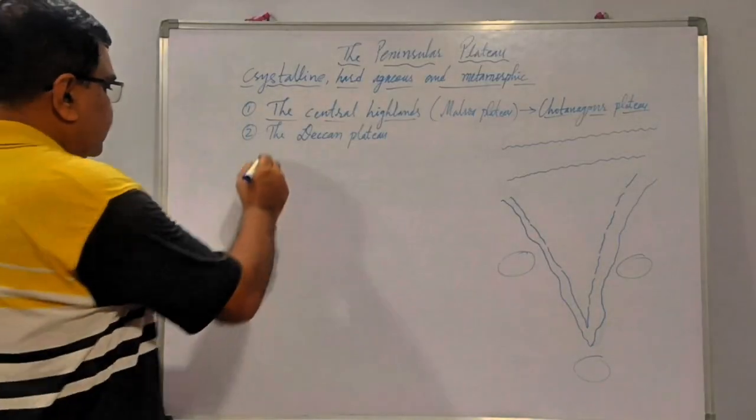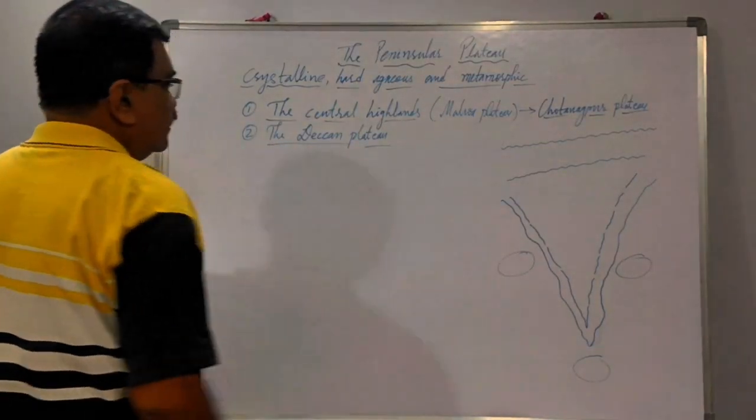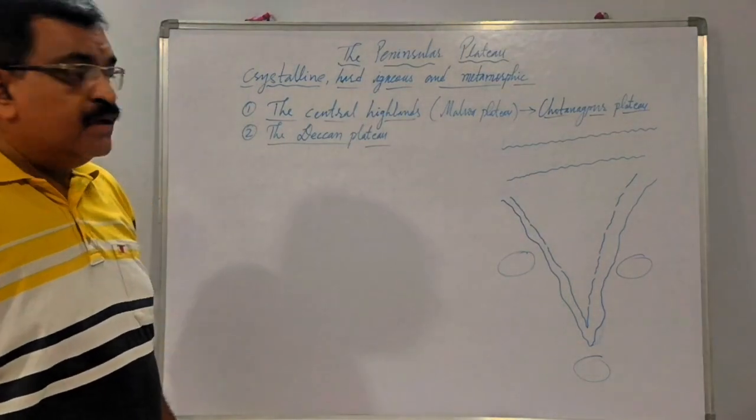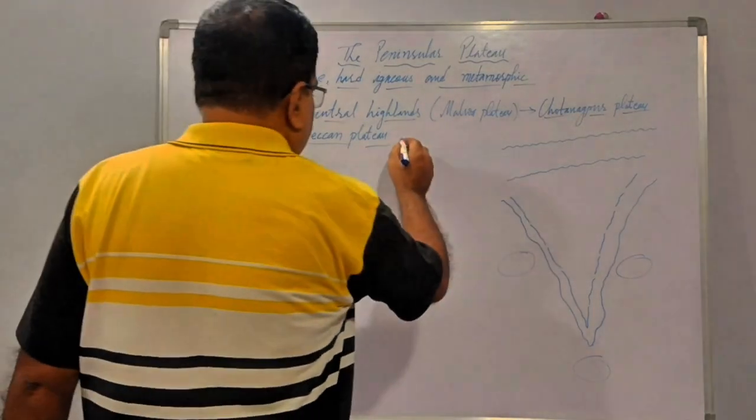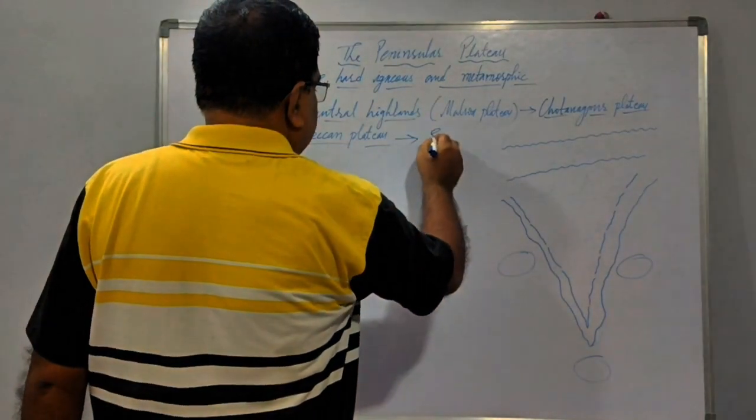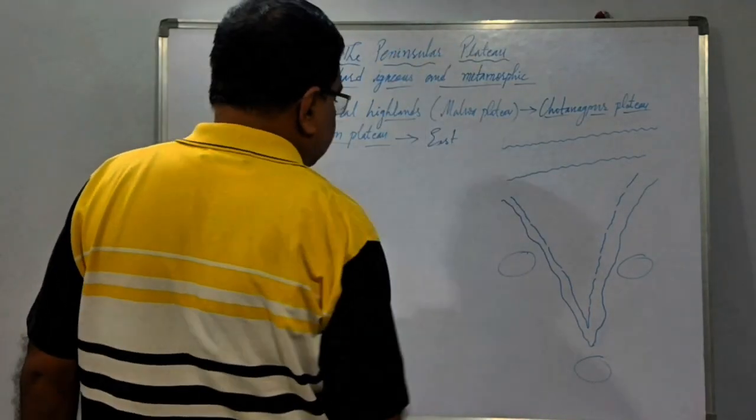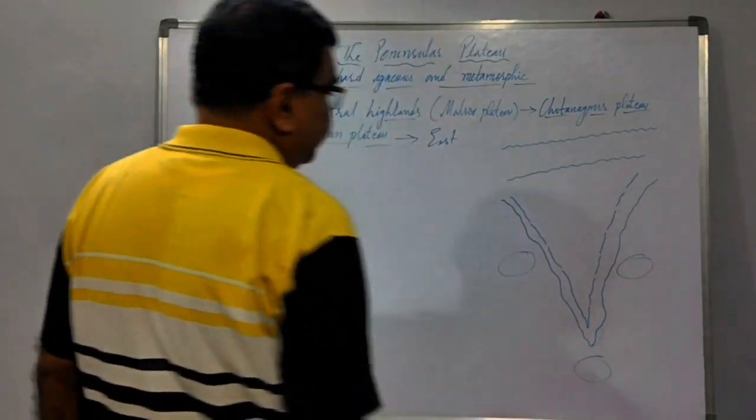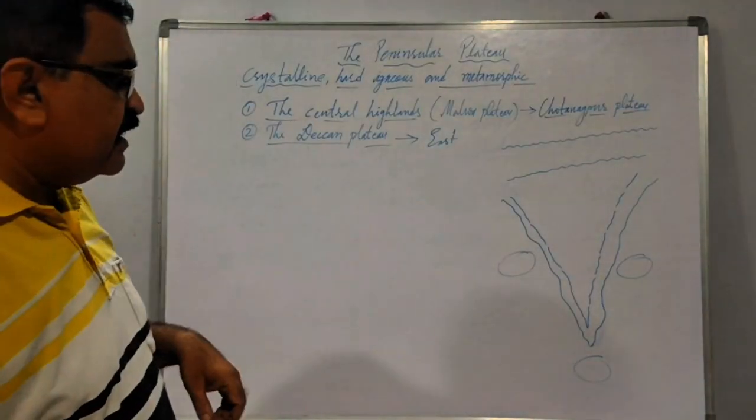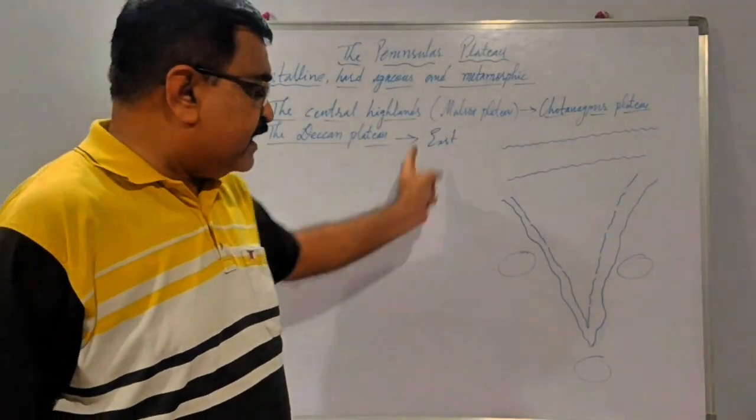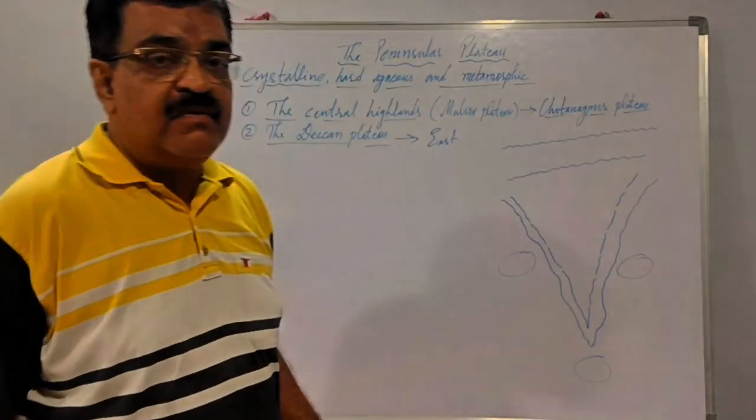The next comes the Deccan Plateau. The next part of the peninsular plateau is the Deccan Plateau. Now this Deccan Plateau, or the peninsular plateau, is tilted towards the east, and that is the only reason that most of the peninsular rivers drain into the Bay of Bengal.